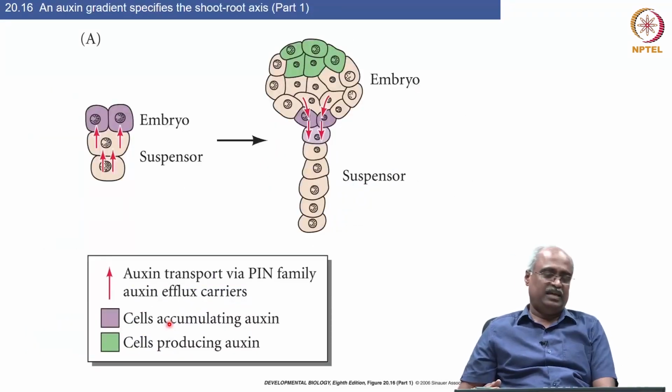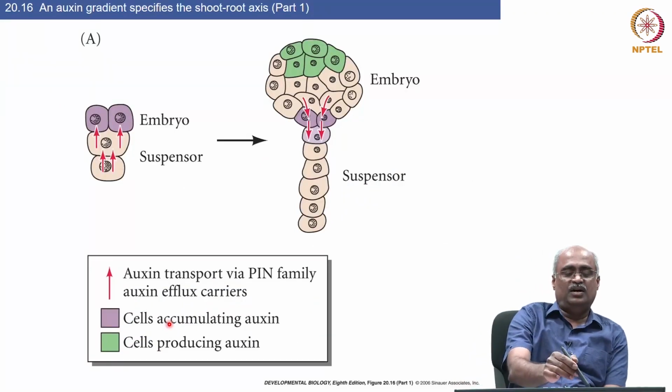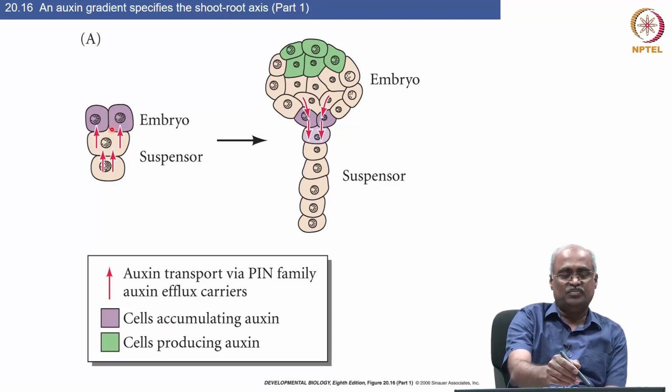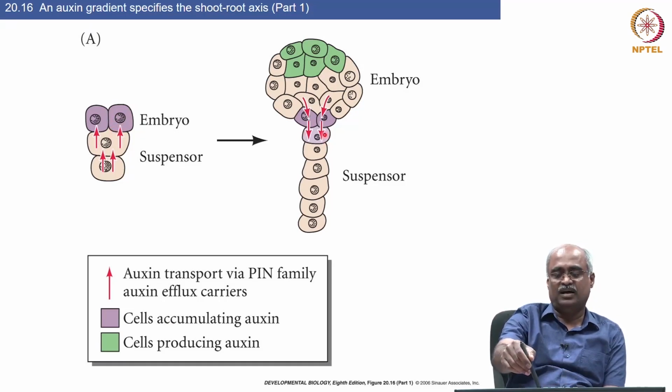So initially, auxin moves, for example in this 4-cell stage, apically, and then later it moves towards the hypophysis. That is the junction between the embryo proper and the suspensor. That is where the root meristem is going to be set apart, and auxin starts moving towards this.